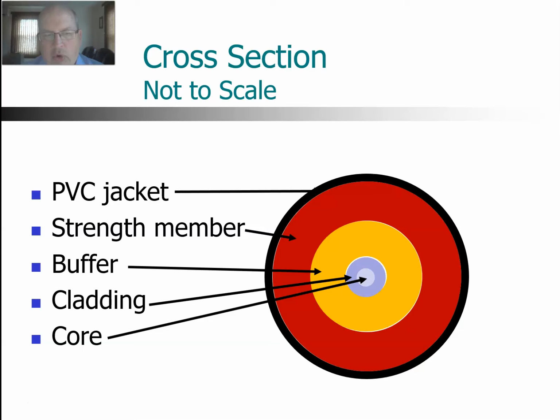Surrounding that core and cladding is a buffer layer. You can think of that as kind of like a pillow to protect it from damage. And then there's a strength member there to literally add strength to the cable. And then a jacket material which protects it from the elements and so forth.